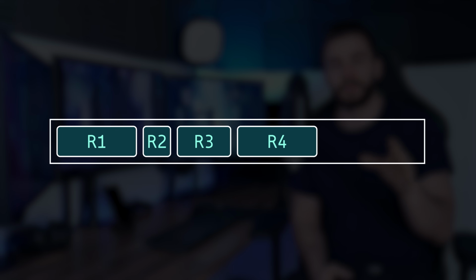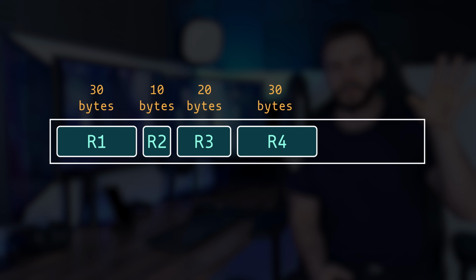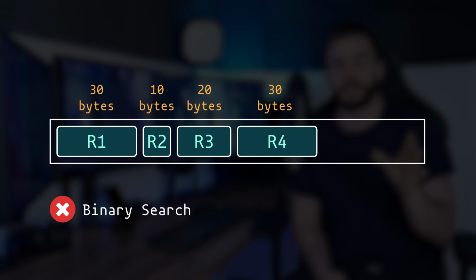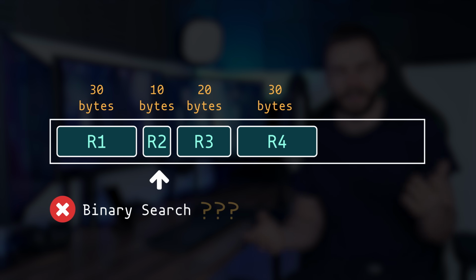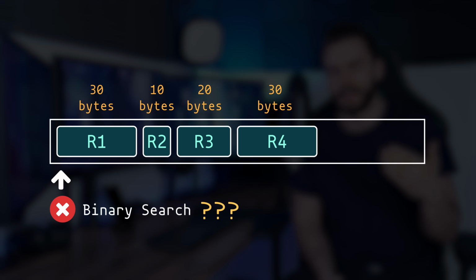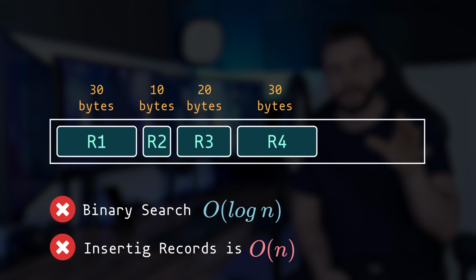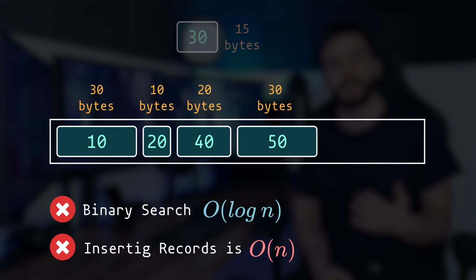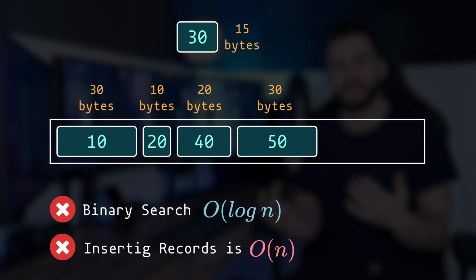Because if I simply stored variable records in the page one after the other as if it was an array, first of all, I can't easily do a binary search on them because there are no fixed indexes. I don't know where to jump, and I need the binary search in order to maintain the log of n. The second problem is that sorting is expensive. So imagine I'm storing variable records with keys 10, 20, 40 and 50 in this page. And now all of a sudden I need to insert the record with key 30.